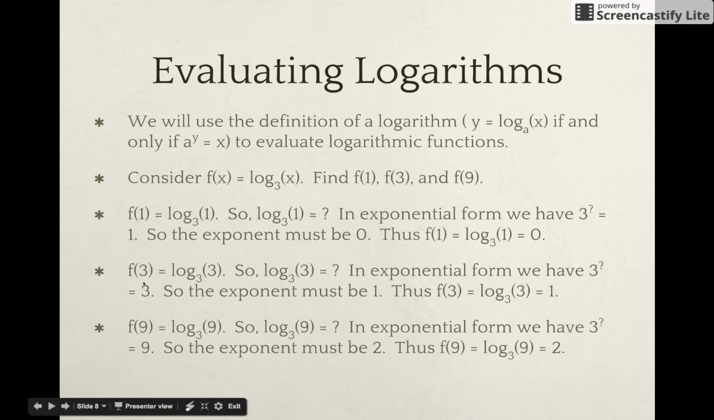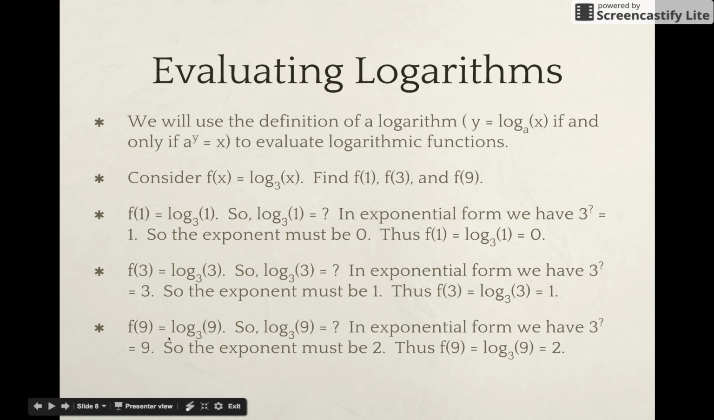To find f of 3, we would have the statement the log of 3 with a base of 3. We want to know what that's equal to. We could convert to exponential form, and we have 3 to some unknown power is equal to 3. Then, of course, that power should be 1. The exponent should be 1. And so f of 3 is equal to 1.